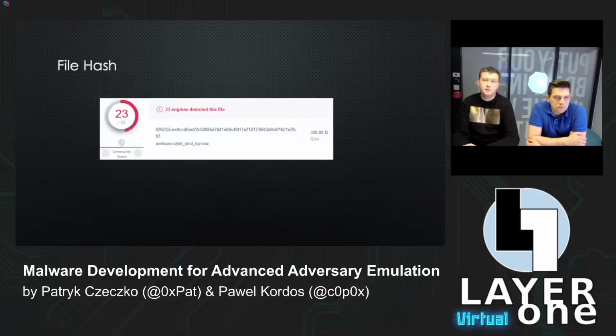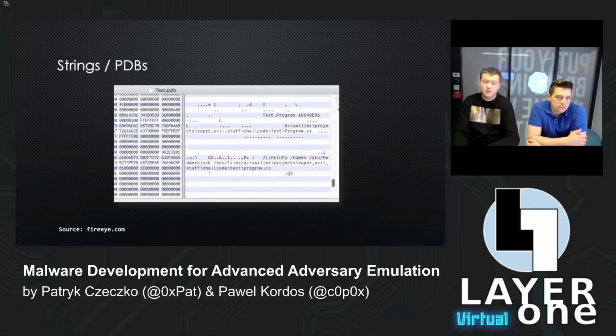So the first one is the file hash. I think all of you probably know the file hash. Each time you compile a file, and once you make a new compilation, the file is simply changed. So the hash changes. And this is a very trivial technique. If you want to change the file hash, just simply try to recompile the code, and that's basically it.